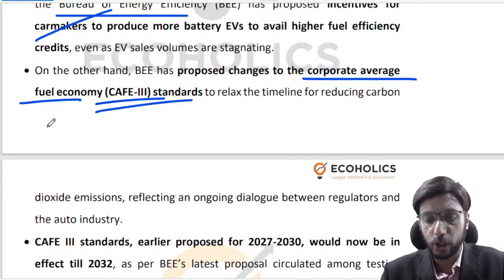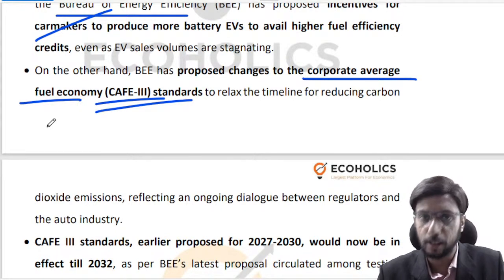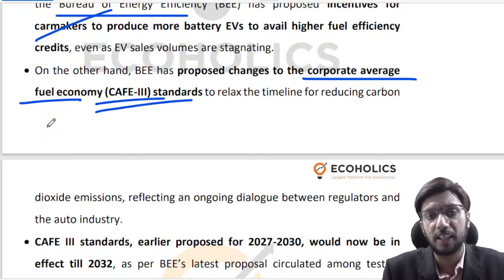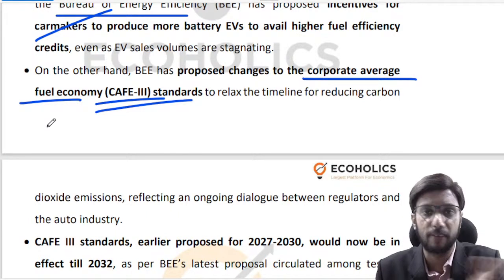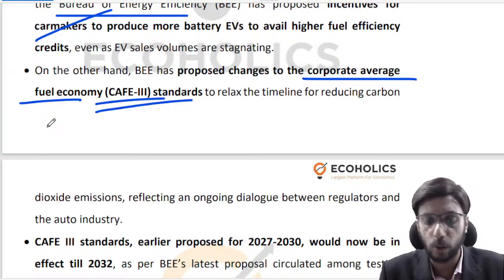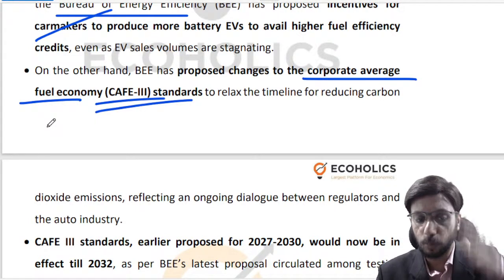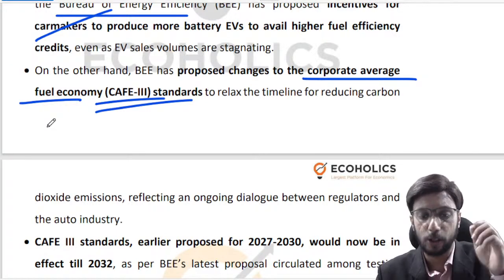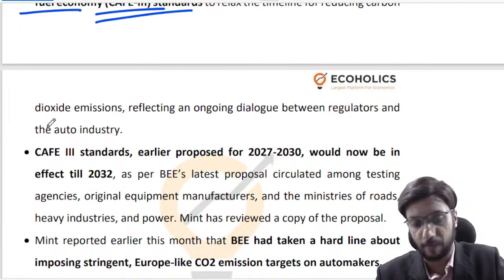Now we want you to pull this average down. How will you pull this average down? As a company, you'll start manufacturing more cleaner vehicles, more electric vehicles, more hydrogen powered vehicles, more hybrid vehicles, etc. That is what you will do. Okay. So stringent requirements are being put on you as a company to pull your CAFE 3 or your corporate average fuel economy down, right? That's the basic idea that you need to keep in mind, right?